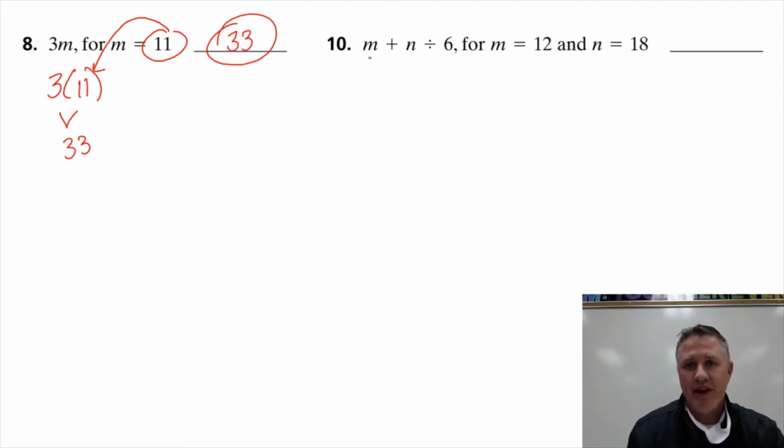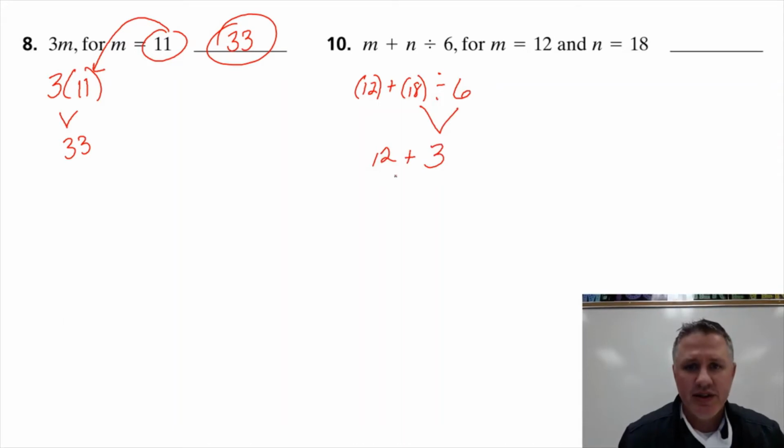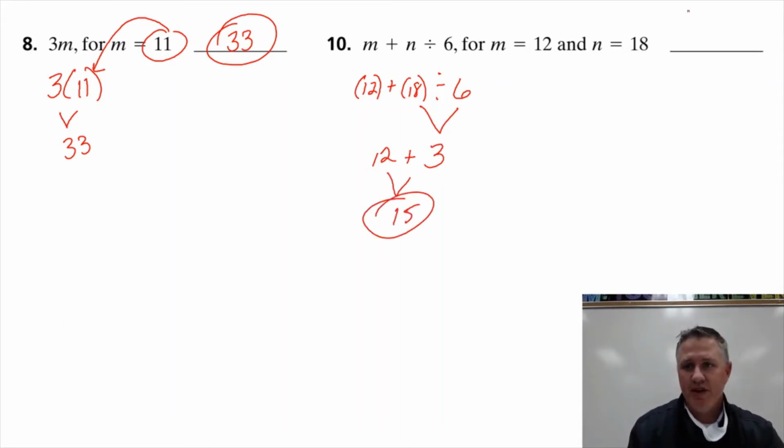Next one. I've got m plus n divided by 6. So present box plus present box divided by 6. I have 12 for m. N is 18. And realize 12 plus 18 is very tempting to do, but 18 divided by 6 comes first, which is 3. I bring everything else down, and I realize the parentheses really aren't doing anything, so I can get rid of them. And 12 plus 3 is 15, so we get 15 for number 10.